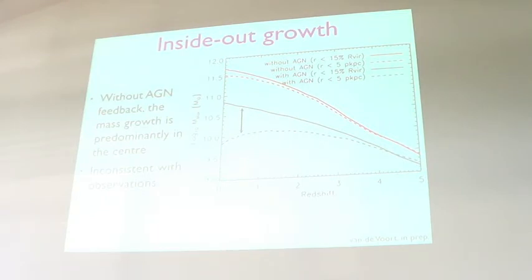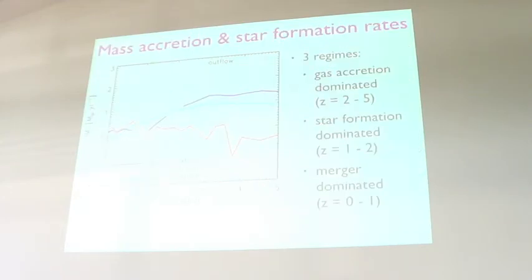So the central part of the galaxy keeps forming stars. The stellar mass is much higher, but it's also all added to the central 5 kiloparsec, because there's almost no difference between doing the full galaxy versus doing only the central part, which is inconsistent with observations, as I'm sure some of you know better than I do.